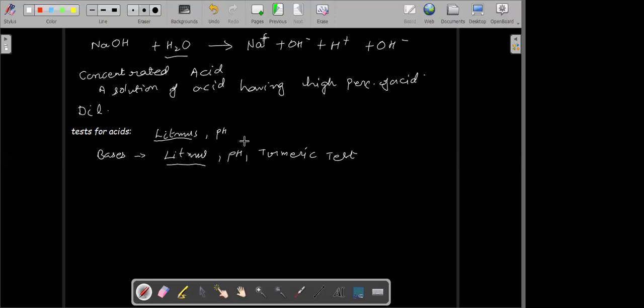Okay. So the next part is the reactions of acids. What are the reactions of acids? So let's say you have an acid, the acid reacts with a metal. We have studied very well about the reaction of an acid with a metal. So how do acids react with metals? Sir, the acid forms salt and hydrogen gas is evolved. Okay, salt and hydrogen.